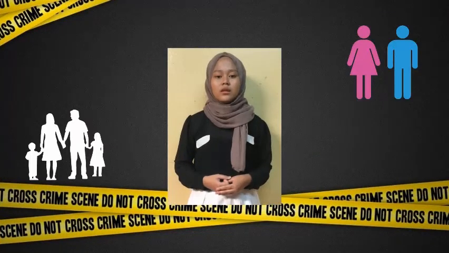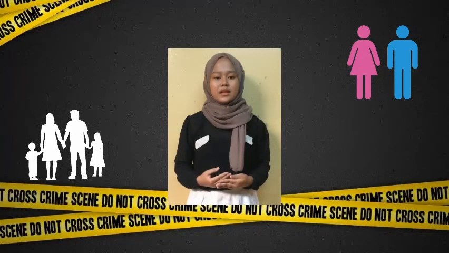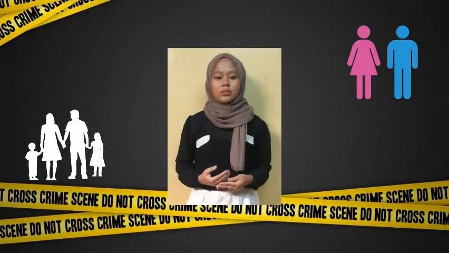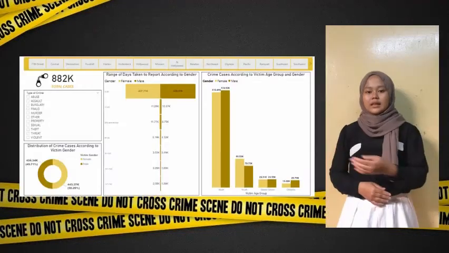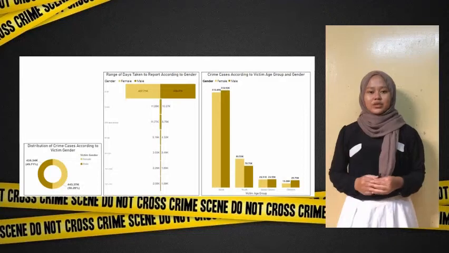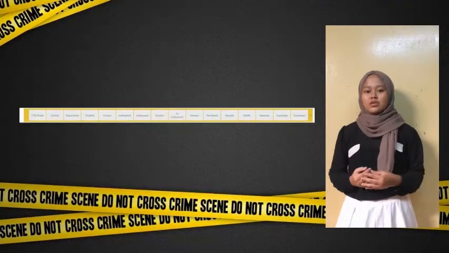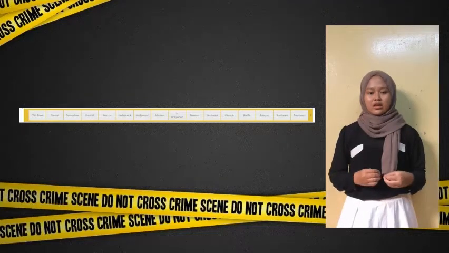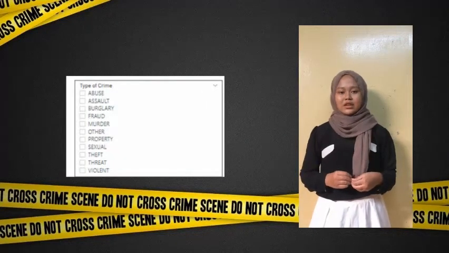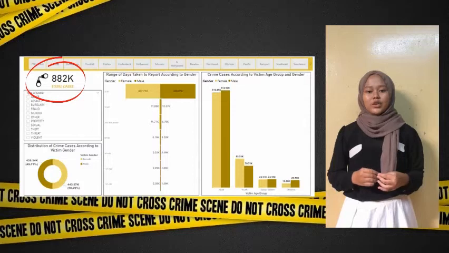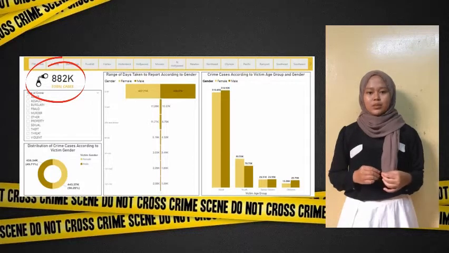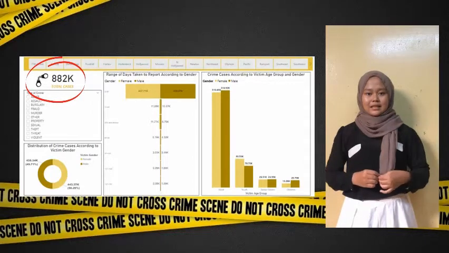First, to determine the victim's age group that is affected with the number of crimes and the number of days taken for the victim to lodge a report on the type of crimes occurred to them according to gender. In this dashboard, we can see that there are three graphs that report on the first objective of our mini project. There is also a slicer on area in Los Angeles and a slicer on type of crime. There are 882,000 cases reported on crimes in Los Angeles.